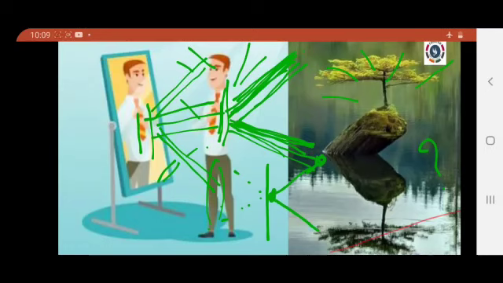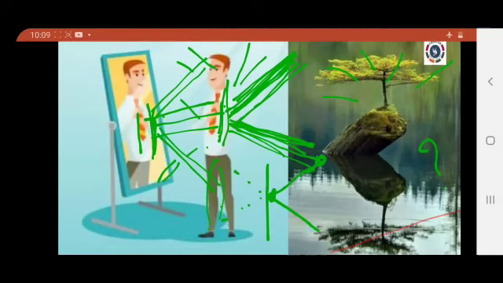Okay guys, first the light rays fall on the object. The light emitted from the object, some of the rays fall on the mirror surface and are reflected. This is how we see our image in the mirror. Okay guys, can you get my point? Yes. Let's move on to the next.